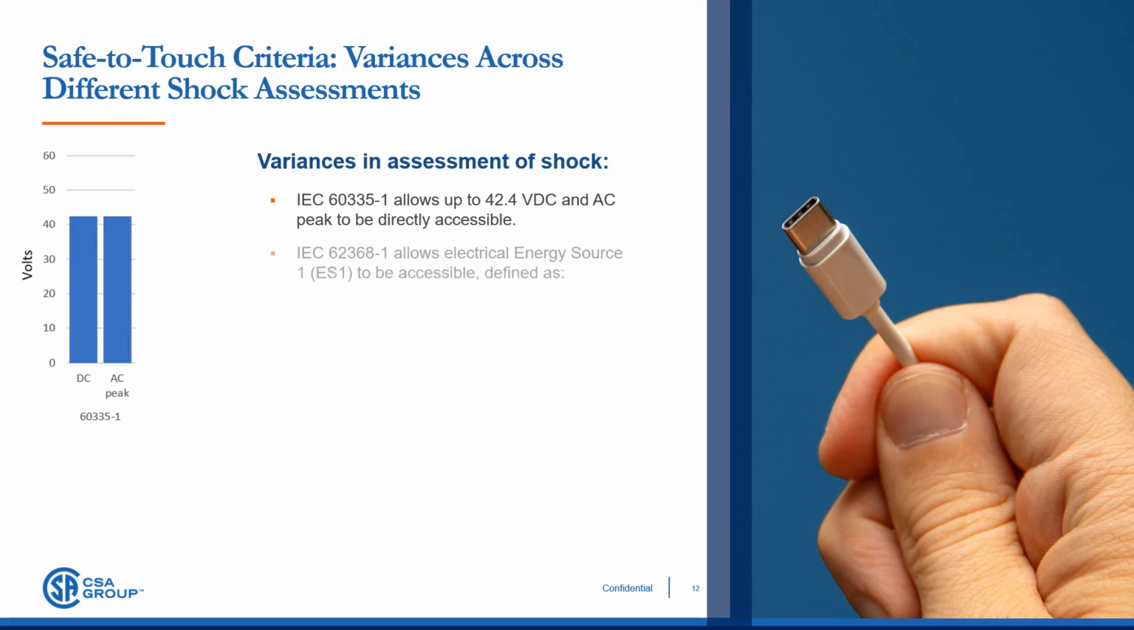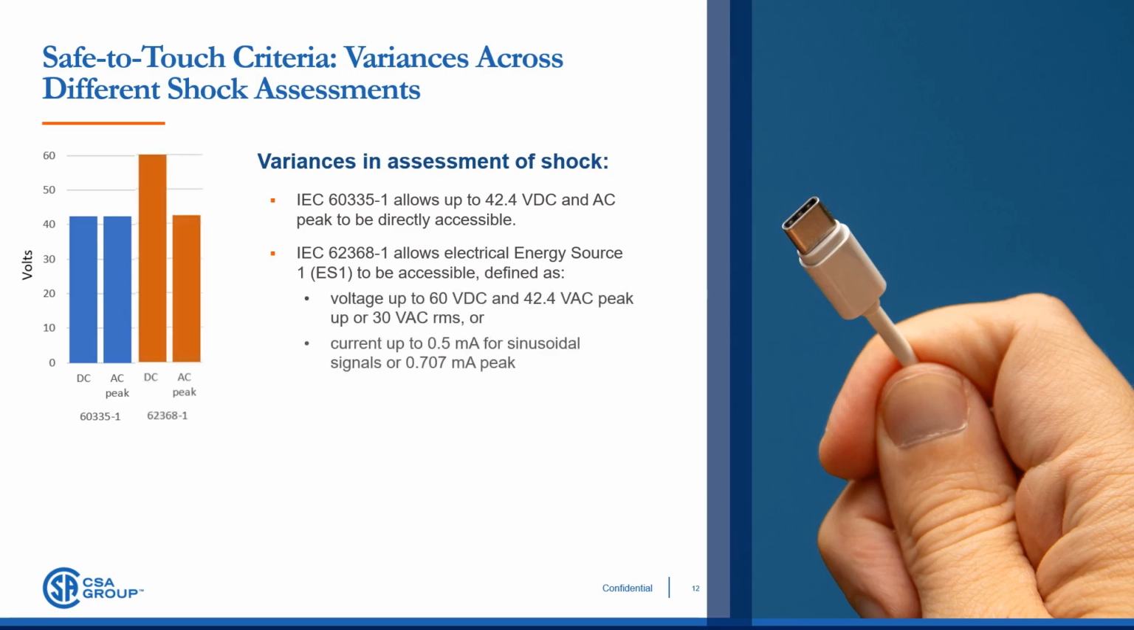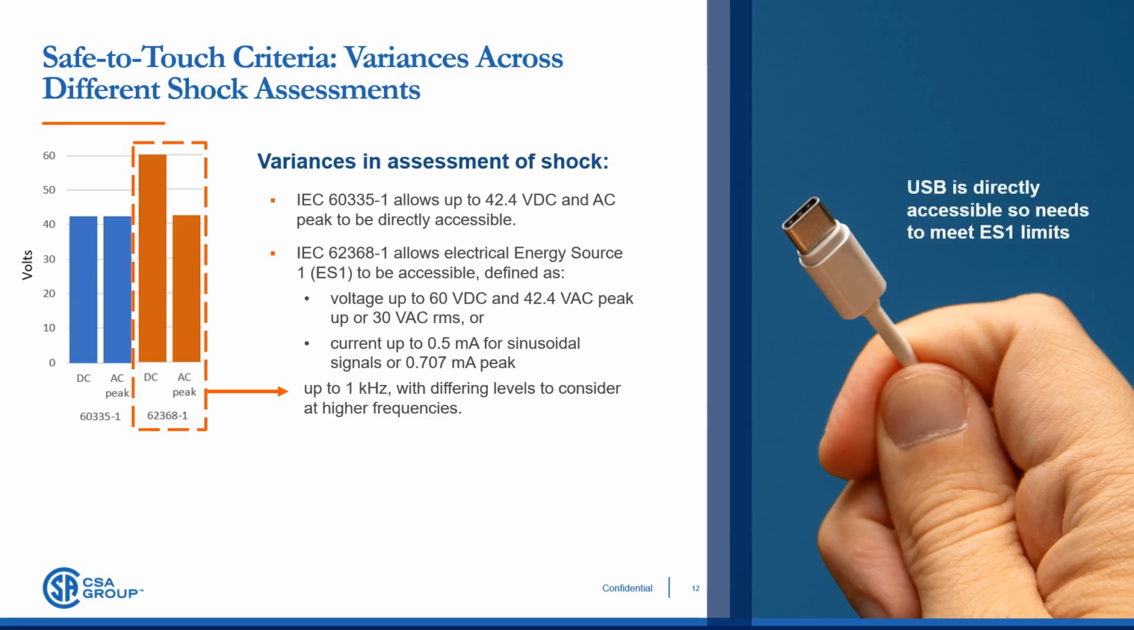Conversely, the IEC 62368 series, focusing on ITAV equipment, introduces requirements for electrical energy source 1, abbreviated to ES1, which permits up to 60 volts DC and up to 42.4 volts peak AC, but with additional considerations for limiting current and frequency to be considered safe for direct contact. As the USB interface is directly accessible to all product users without specific instruction, it needs to meet the requirements of ES1.